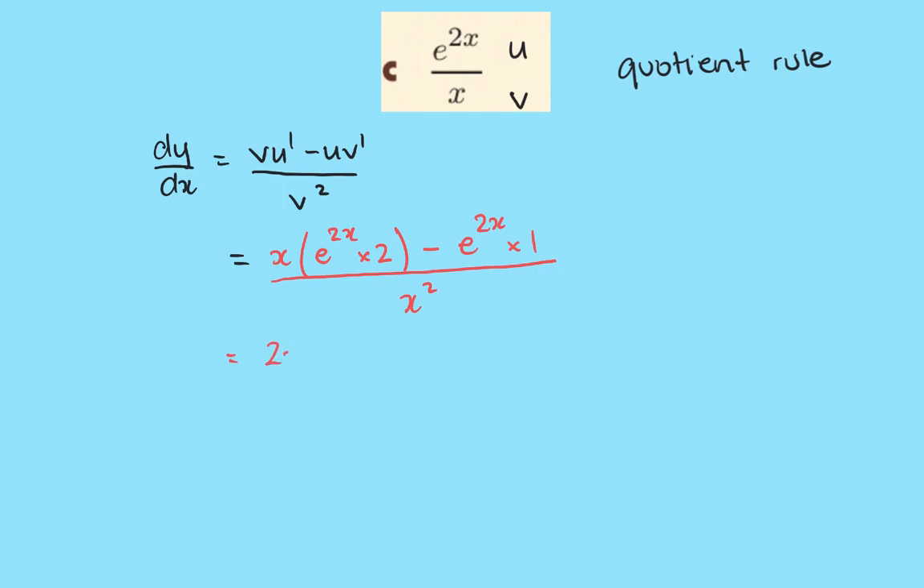Okay, let's just tidy up. We've got 2x e to the 2x minus e to the 2x all over x squared. And I'm going to factorise out the e to the 2x. 2x minus 1 all over x squared.